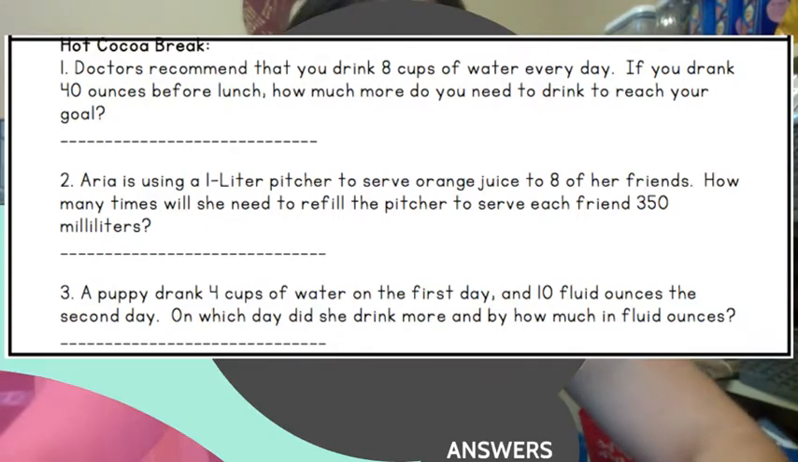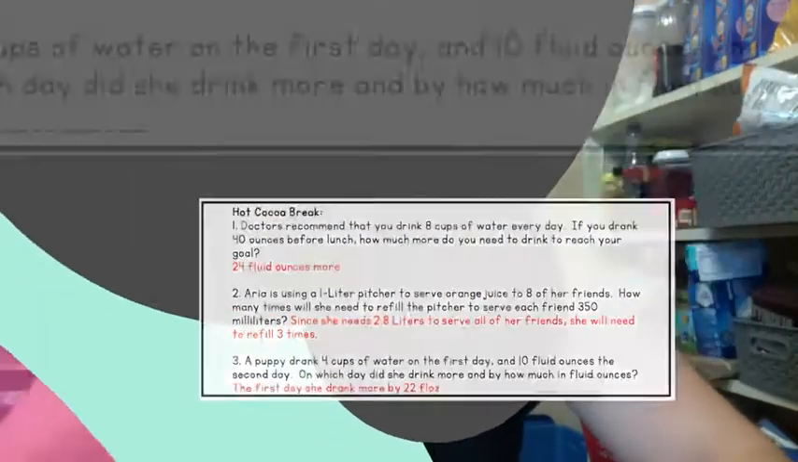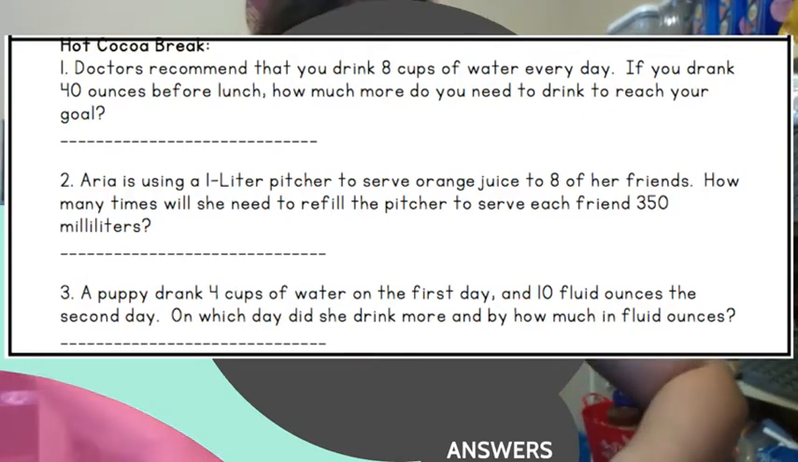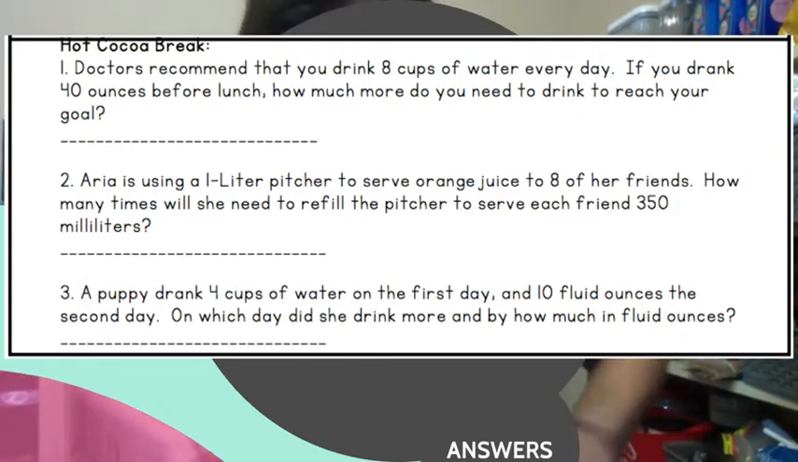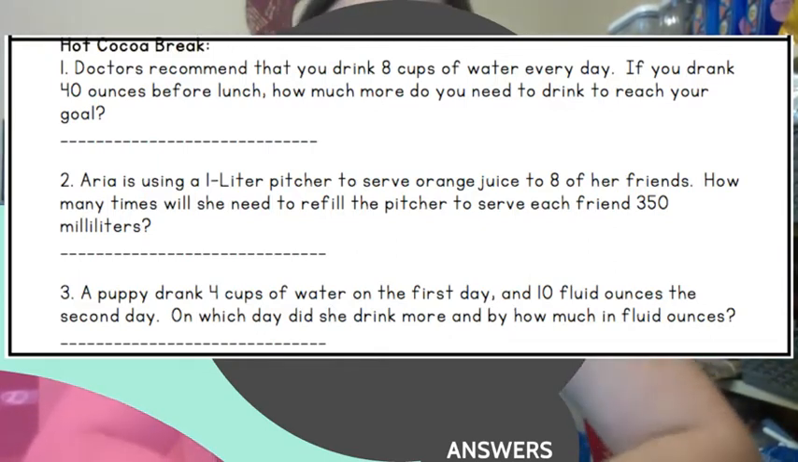So the answer here, if we need to drink 8 cups of water, we need to drink 3 more cups, or if we figured it out in fluid ounces, we need to drink 24 fluid ounces more. Number 2. Aria is using a 1-liter pitcher to serve orange juice to 8 of her friends. How many times will she need to refill her pitcher to serve each of her friends 350 milliliters? All right. So remember, this one is actually involving only metric.